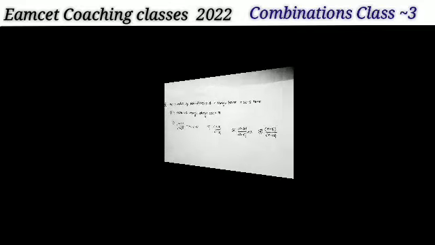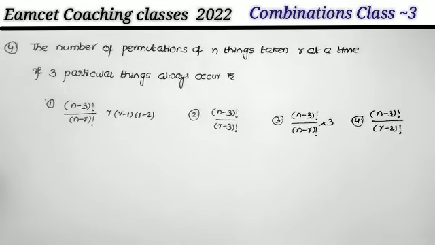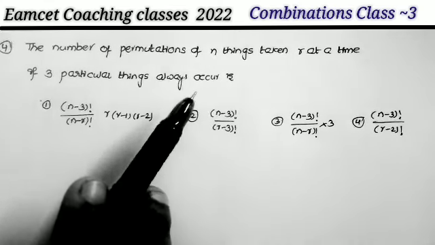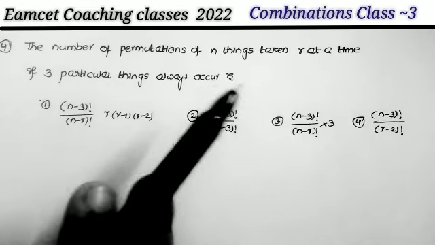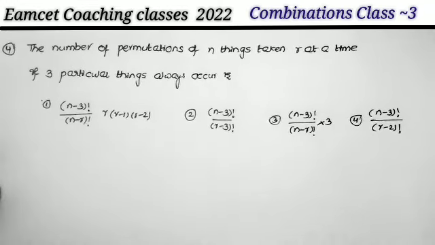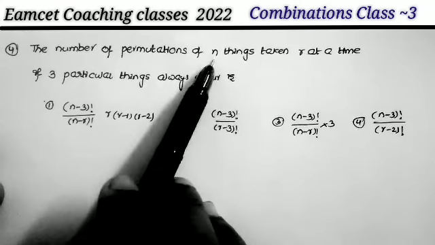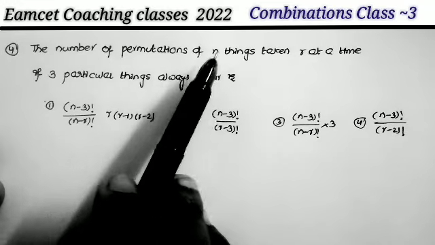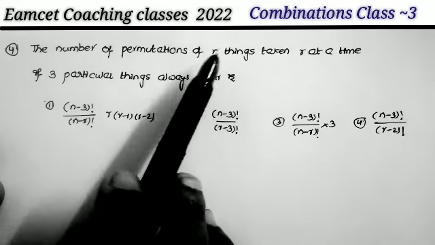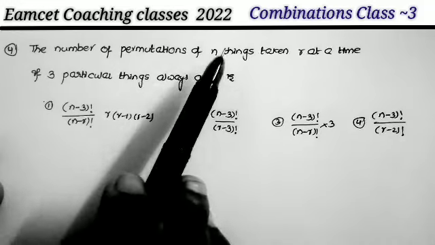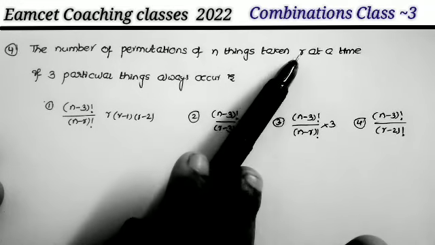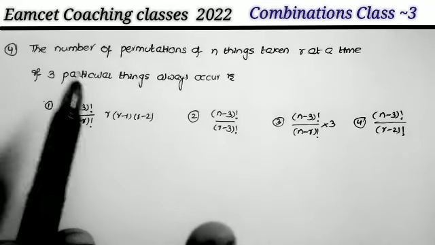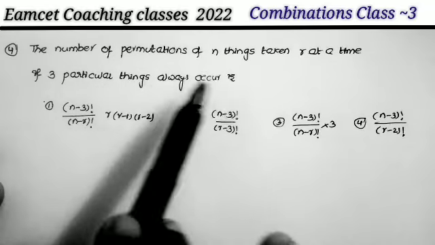Okay. See the next problem. The number of permutations of n things taken r at a time if 3 particular things always occur. That is, we have to select the r things from the n things, and we have to arrange those things. To get the permutations, first we have to select the r things from the n things, and after that take the permutation. What is the condition given? 3 particular things always occur.